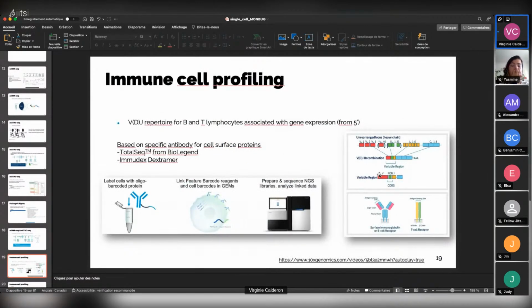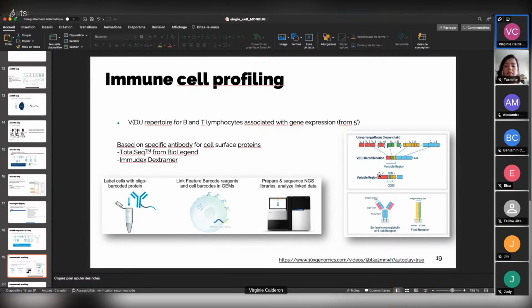Here, just two slides about immune cell profiling. It's another protocol available. In this case, you can capture B and T lymphocytes to see the repertoire at the surface, the VDJ. So you can associate this with gene expression. Again, you have two layers: the VDJ repertoire and the gene expression, and you can try to link these two pieces of information to explain your biological context. This is based on specific antibodies for the cell surface.